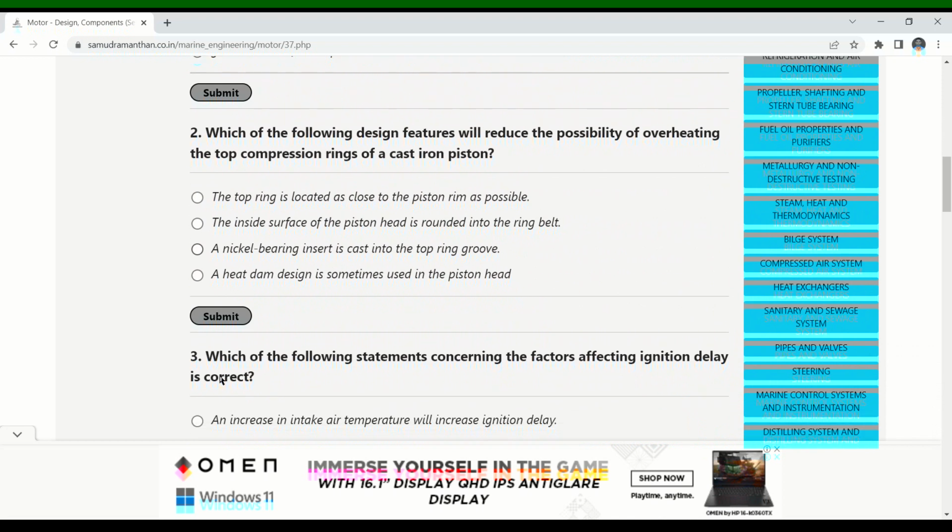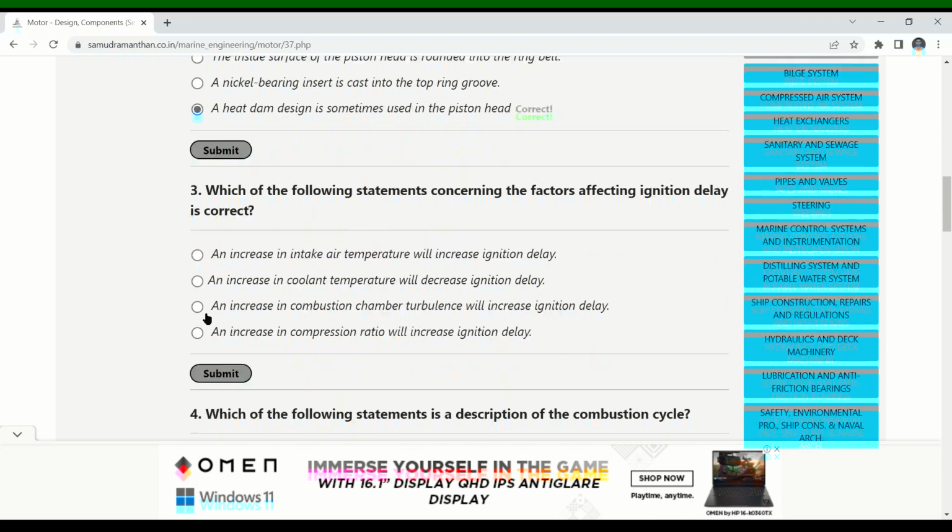Our next question is, which of the following design features will reduce the possibility of overheating the top compression rings of a cast iron piston? And the options are, the top ring is located as close to the piston rim as possible, the inside surface of the piston head is rounded into the ring belt, a nickel bearing insert is cast into the top ring groove, a heat dam design is sometimes used in the piston head. The correct option should be a heat dam design is sometimes used in the piston head.